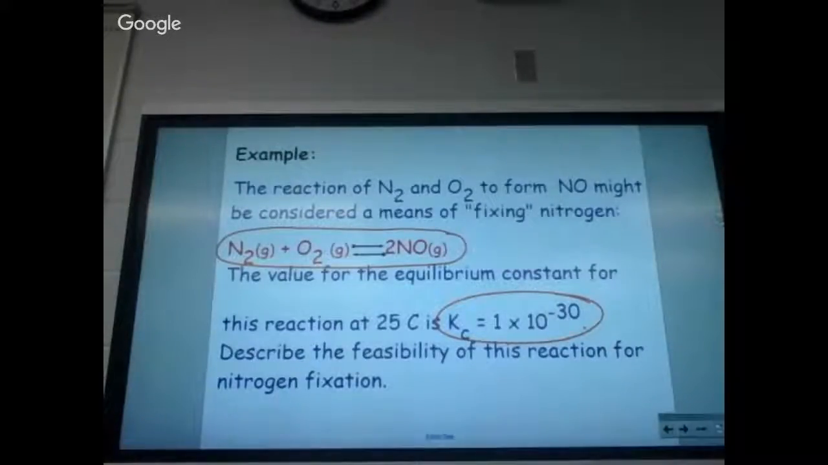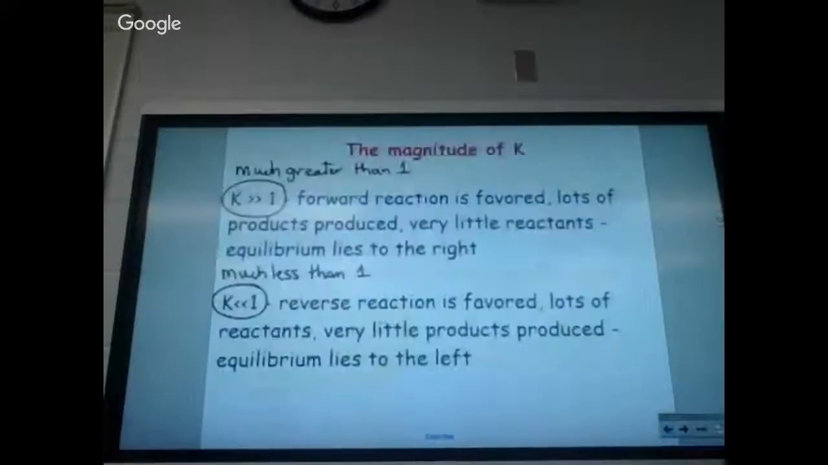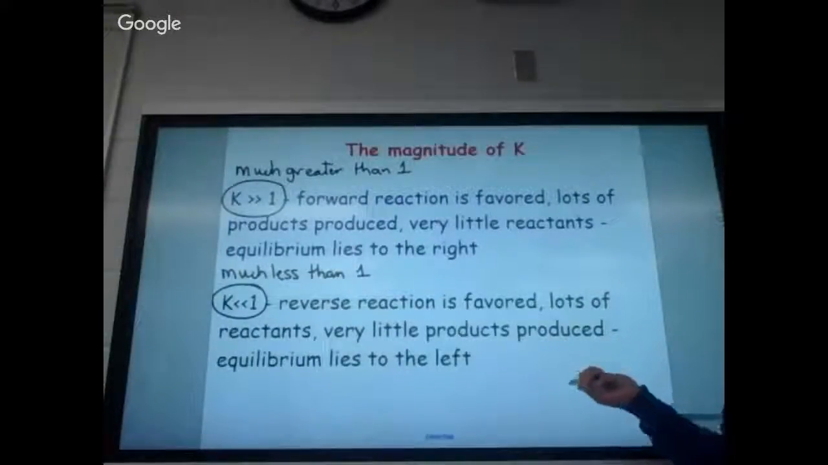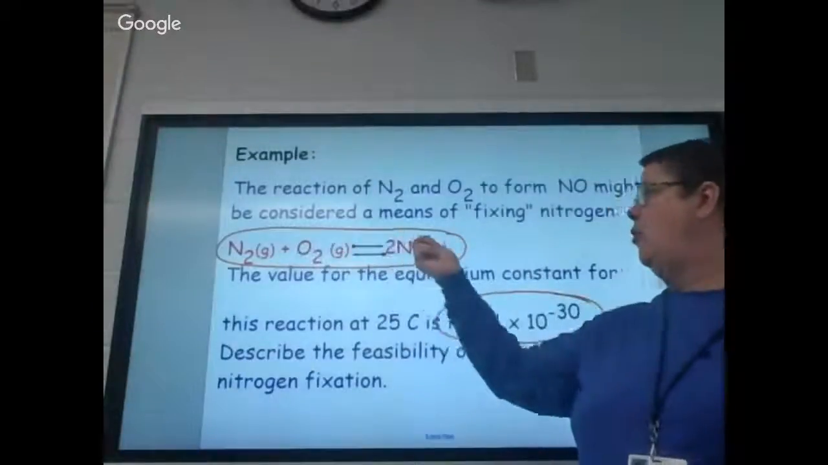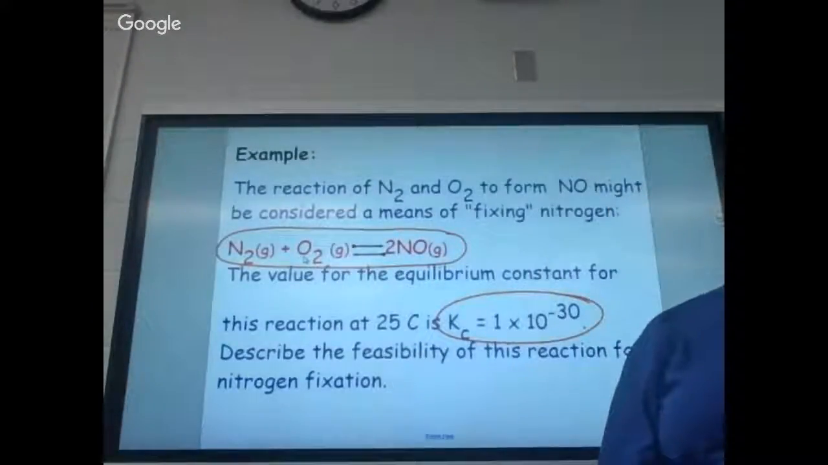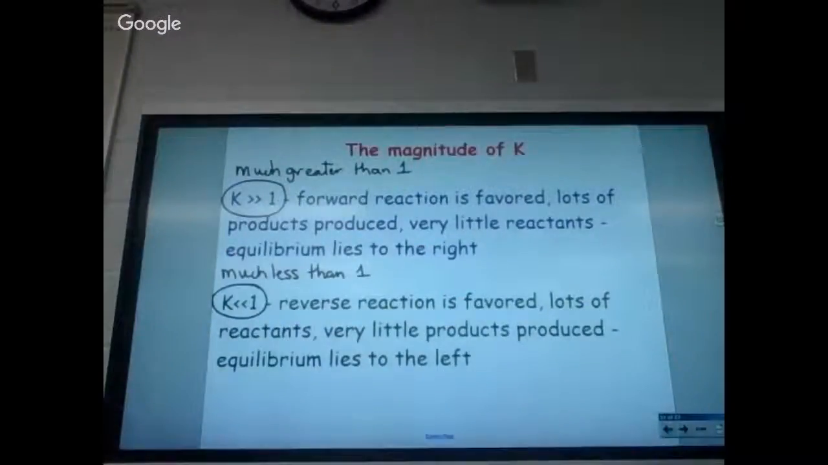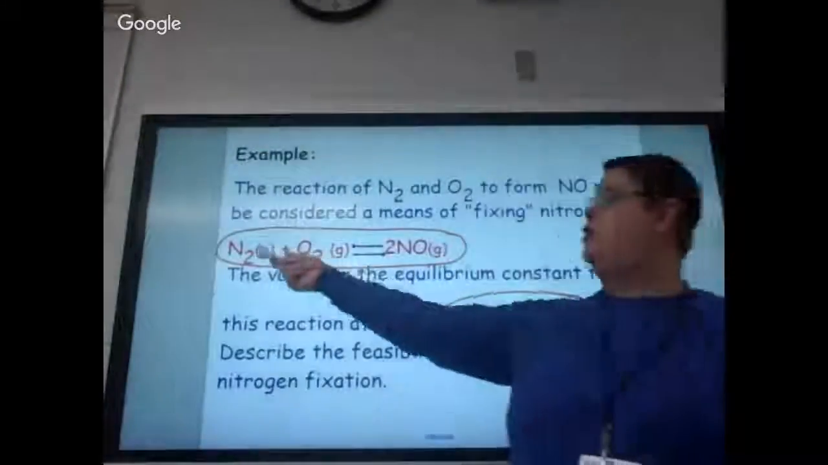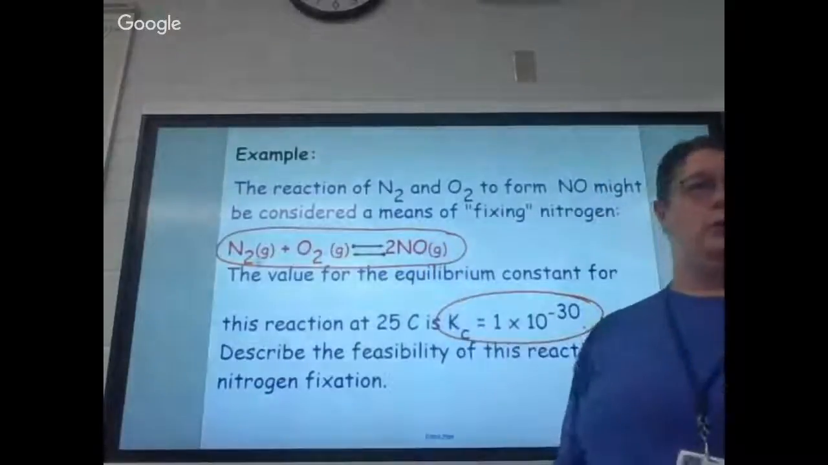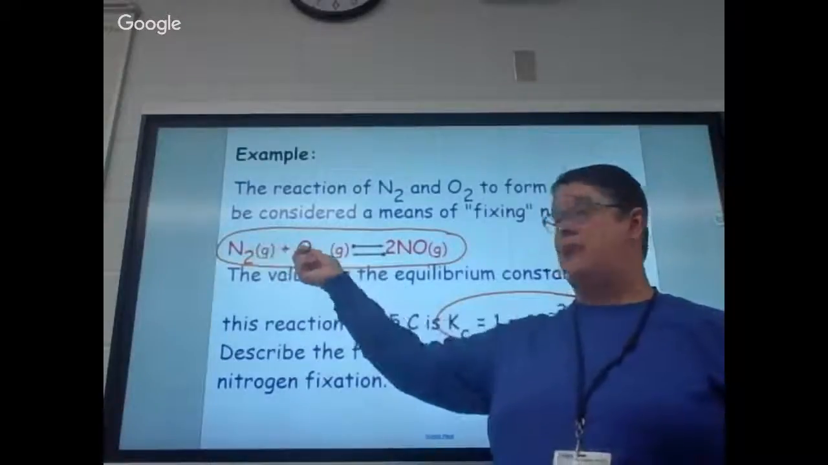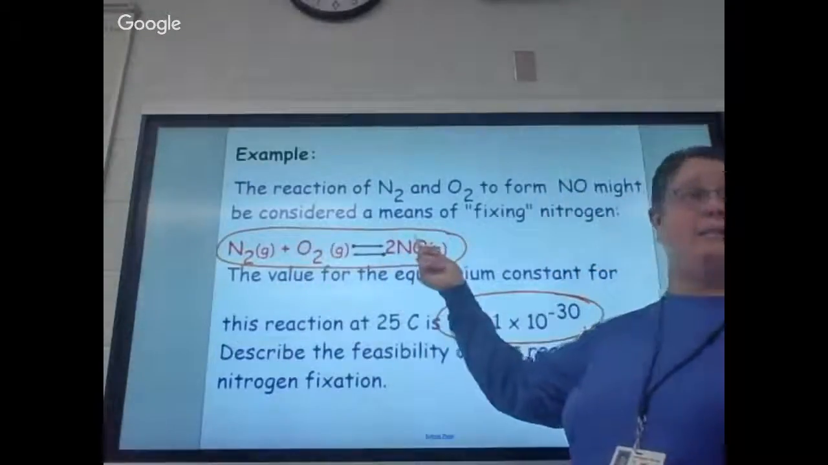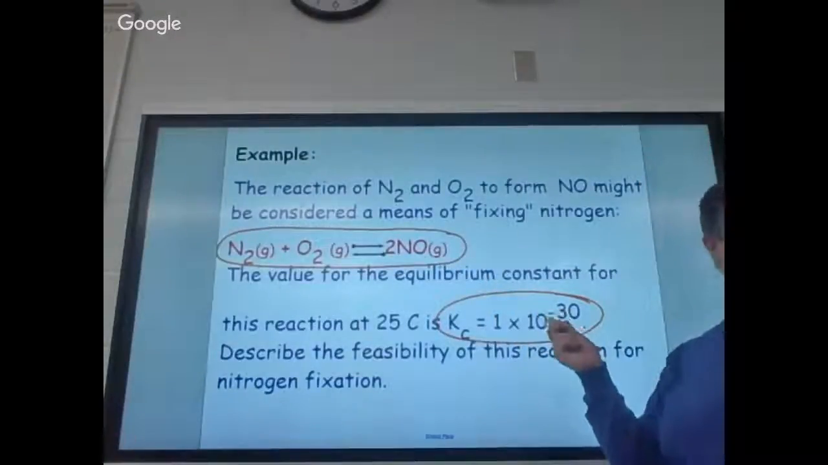Now, when we look at this, if you can tell me that K is much less than 1, looking at this equation, what would we have more of? Would we have more reactants or more products based on what we just wrote down? You just said K was less than 1, so you're going to have more reactants. What are the reactants? N2 and O2. So would we have more N2 and O2 or more NO? You would have more N2 and O2, because you said K was less than 1, so we would have less of the product.